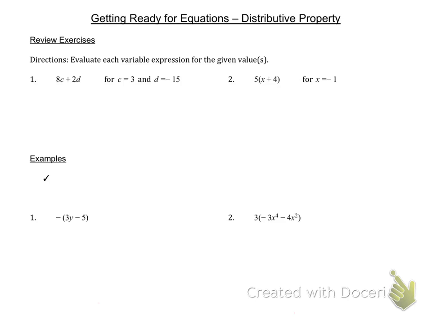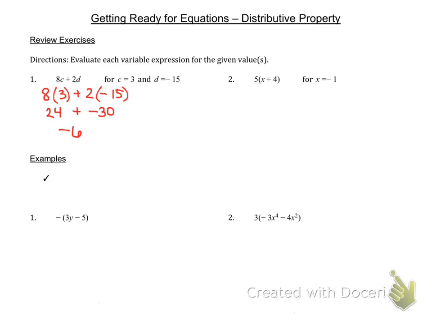Okay, number 1, we have 8c plus 2d. So we're going to do 8 times c, which is 3, plus 2 times a negative 15. Now we're going to use order of operations. 8 times 3 is 24, plus, and then 2 times negative 15 is a negative 30. And now we're going to add those two numbers together. 24 plus a negative 30 is a negative 6.